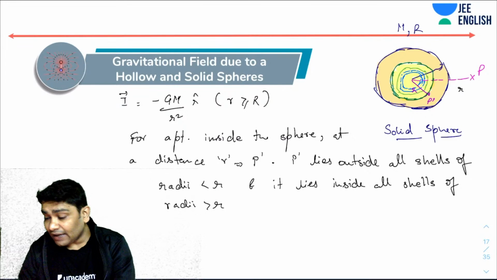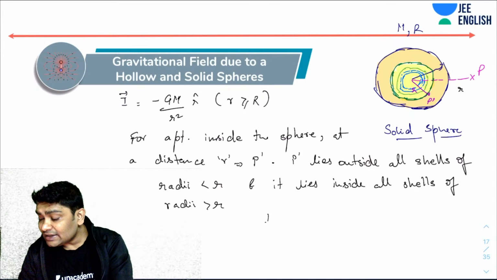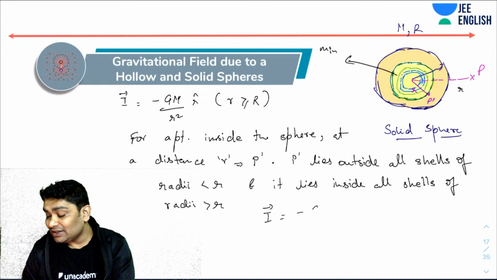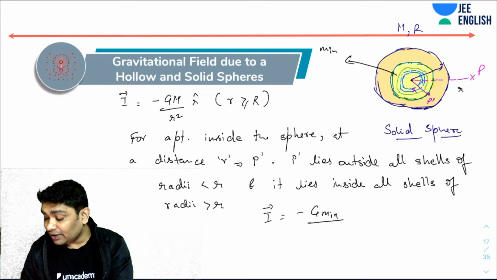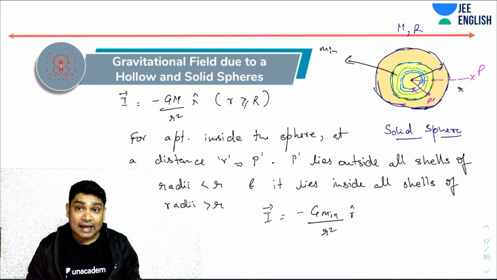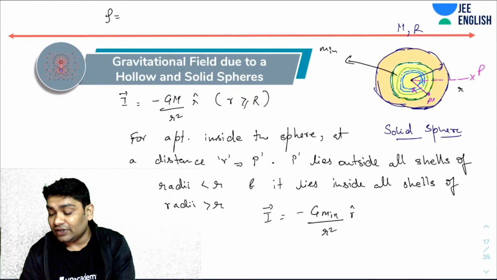So what will the I be? I can say the I vector would be, if the inside mass was m in, minus G times m in over r square r cap, with all this mass kept at the center. Now, all I need to do is calculate the mass that is contained inside. I can say that the density is going to be M over 4 by 3 pi R cube, correct?